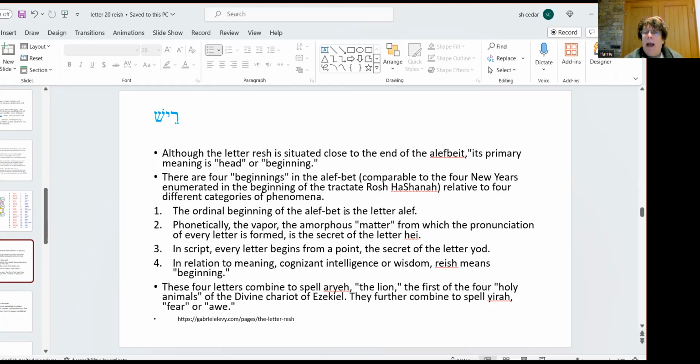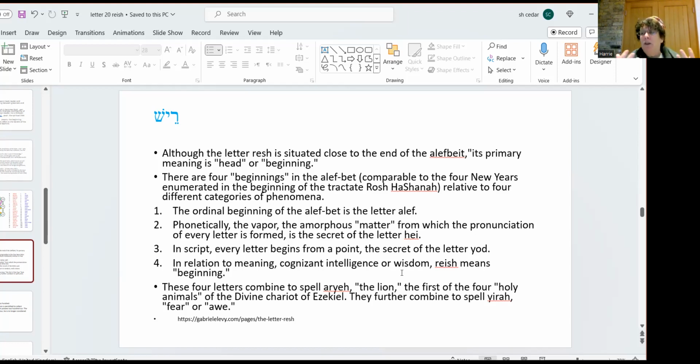The ordinal one being the AlefBet. The Aleph is the start of the AlefBet. We start with Aleph. Phonetically, though, as I said, all the letters start with the He, because you have to breathe out before you can say anything. So the He is almost the first of the sounds. In script, every letter has to start with a point. You can't just start with a line. You have to put the pen onto the paper. And so there's this secret sort of letter, this tiny point, the Yod, which is the script version. So we've got the alphabet, the sound version into the universe, the written version, and then the Resh, meaning beginning.